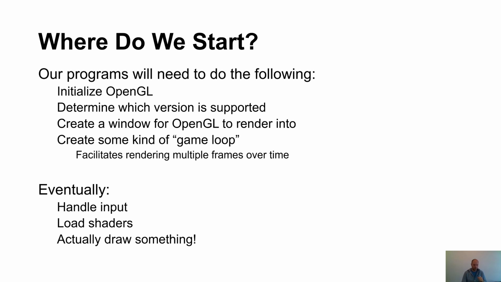So where do we start? We need to initialize OpenGL. We need to determine which version our computer supports. We need to create the window that we can then render into, and the rendering context that is used by that window. Then we need to create a loop that basically runs until something happens inside of it. Eventually, we'll start to handle input. We'll load shaders from disk, and we'll start to draw real and interesting things.